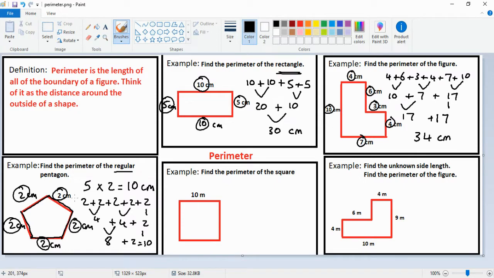So the quicker way is when you have a regular shape like that, count the number of side lengths and multiply it by one of the lengths of the sides. Here we have, well, we have a square because it tells us here. So find the perimeter of the square.